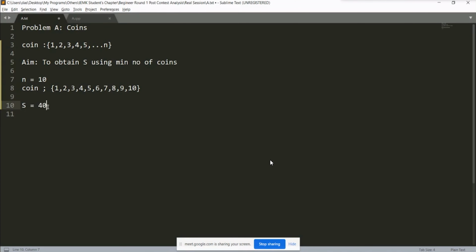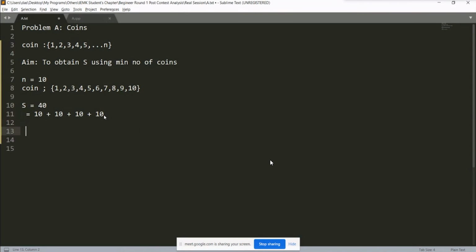So we want to obtain the sum 40 using these coins in the minimum number. The optimal way to do it is using the largest value, 10 plus 10 plus 10 plus 10, right? If we use the largest coin every time, then the number of coins would be the smallest. That's the logic. That's the greedy way of thinking about the problem.